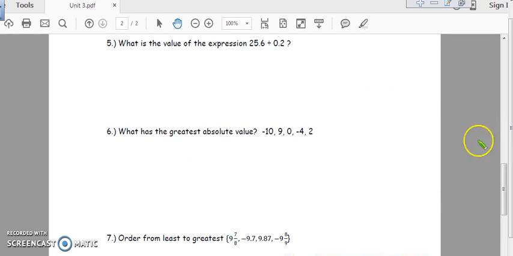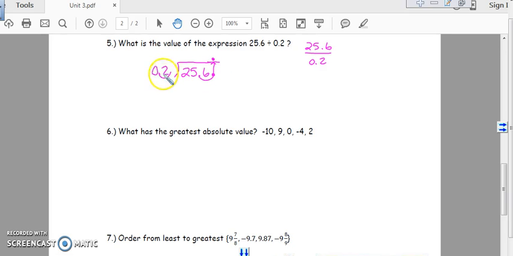5. What is the expression of 25.6 divided by 0.2? Okay, so that's the same thing as writing it top on the inside, bottom on the outside. So 25.6, 0.2. I can't have a decimal here, so I have to move it over once. Whatever I do here, I do here.